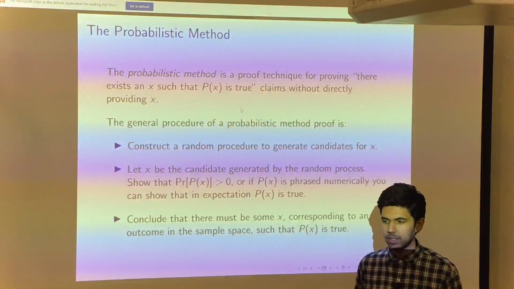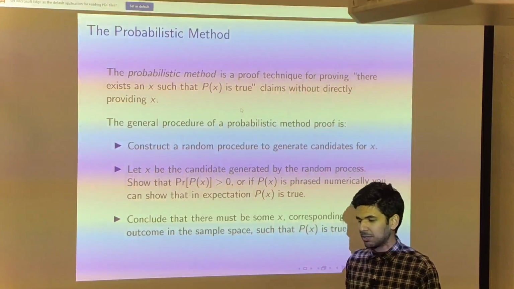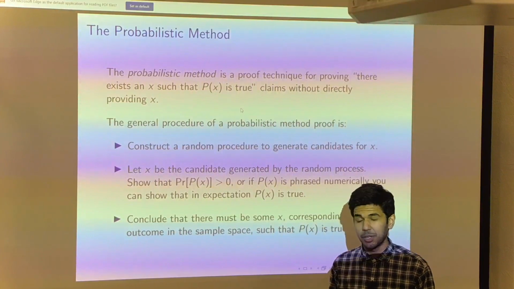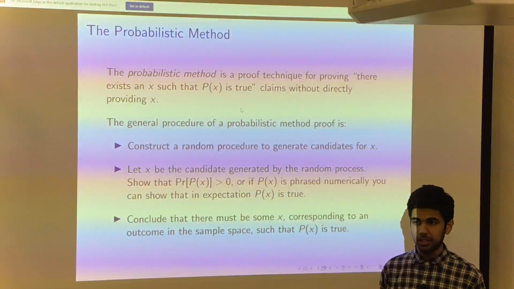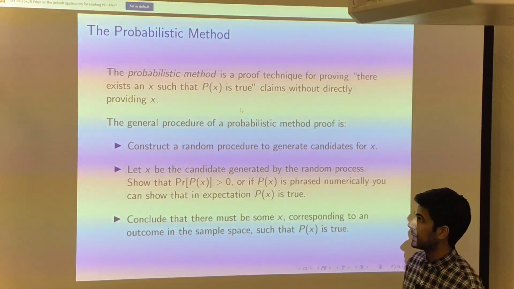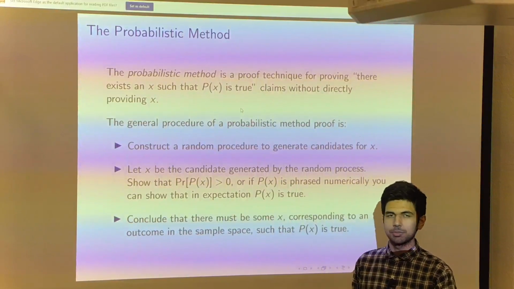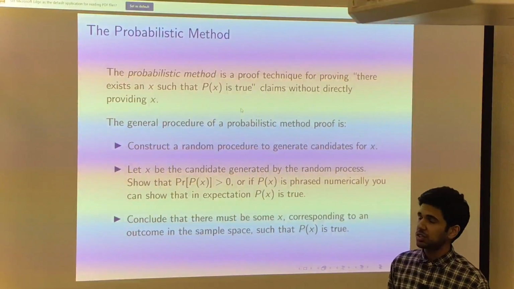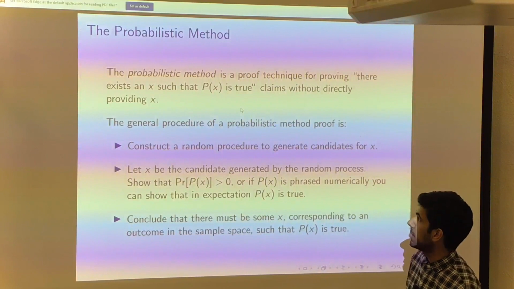There exists something. However, sometimes what we want to show exists might be a lot more complicated, and it's really hard to just draw out an example, especially when something is in terms of n or some variable. So that's where the probabilistic method can come into play.